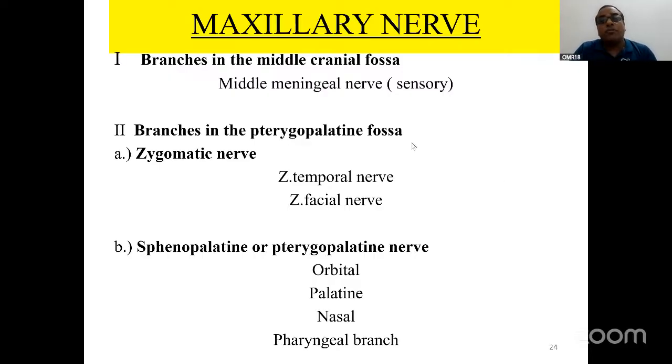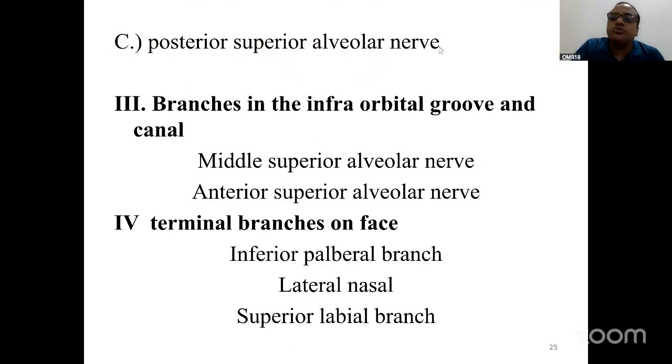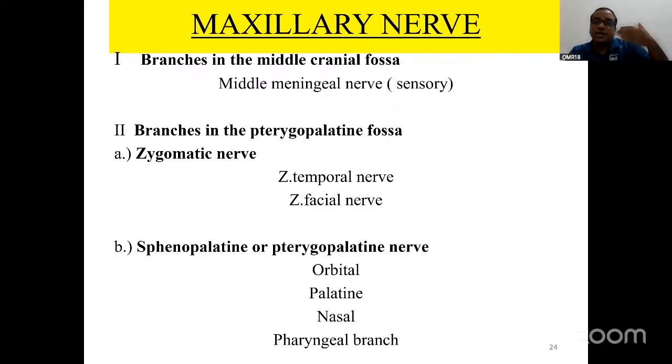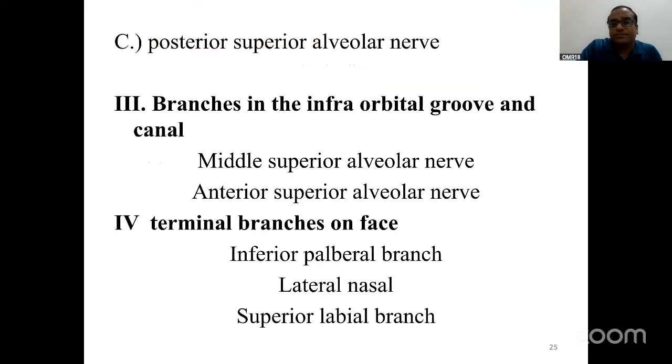Then branches in the pterygopalatine fossa, we have got zygomatic nerve, again two branches, sphenopalatine or pterygopalatine nerve, four branches, and posterior superior alveolar nerve. Okay, so this is just an introduction. I'm just telling you this is the way how you should learn.